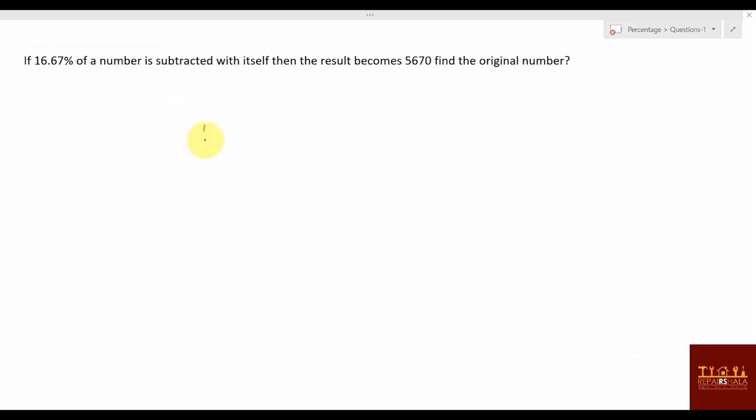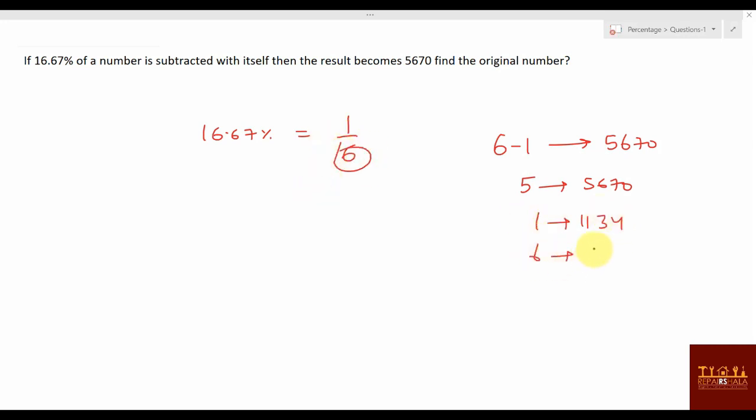Suppose this is given like 16.67 percentage is subtracted. Subtracted means 6 minus 1 is how much? 5670. All these questions came in SSC. So 5 will correspond to 5670, or 1 will correspond to 1134. How much you need actually? Original number 6. So 6 will be 1134 into 6. That will be your answer.